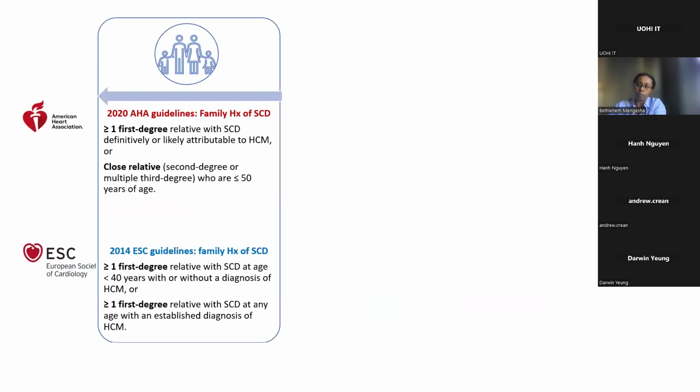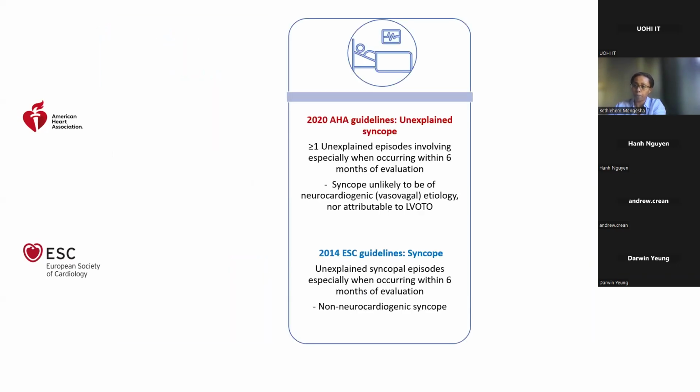While there are commonalities between the two guidelines, we need to pay attention to how each predictor is defined in each. So for example, family history of sudden cardiac death in the American guideline refers to a 1st-degree relative, as well as 2nd-degree or multiple 3rd-degree relatives that had sudden cardiac death at a younger age. Whereas the European guideline limits this predictor to only 1st-degree relatives, which may explain why we had discrepancy in risk estimation for the patient I presented.